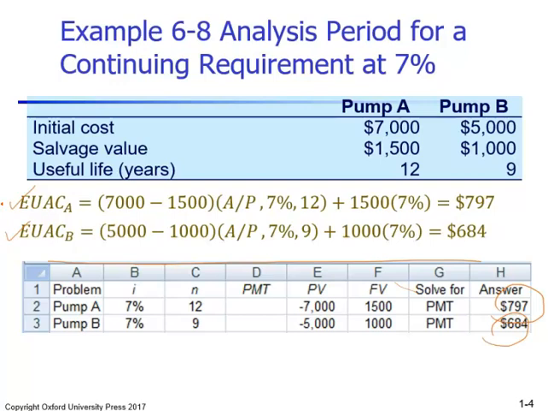Here you have, let's go for pump A, $7,000 initial cost, and you have after 12 years salvage value of 1,500. Now you are wondering, how come these two things, one of them belongs to now, time 0, and the other one to time period 12, they are subtracted from each other? It doesn't make sense. You are right.